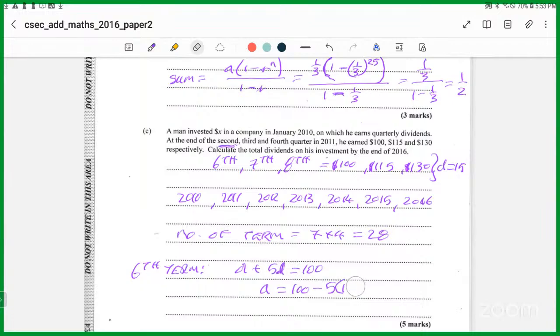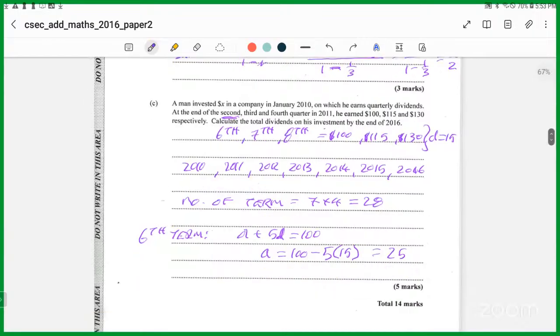So we need to calculate now. What is that a? 5 times 15 is how much? 75. 75 from 100 is 25. So a equals 25. And then we need to find the sum to 28 terms. The number of terms is 28, sorry. The first term is $25.